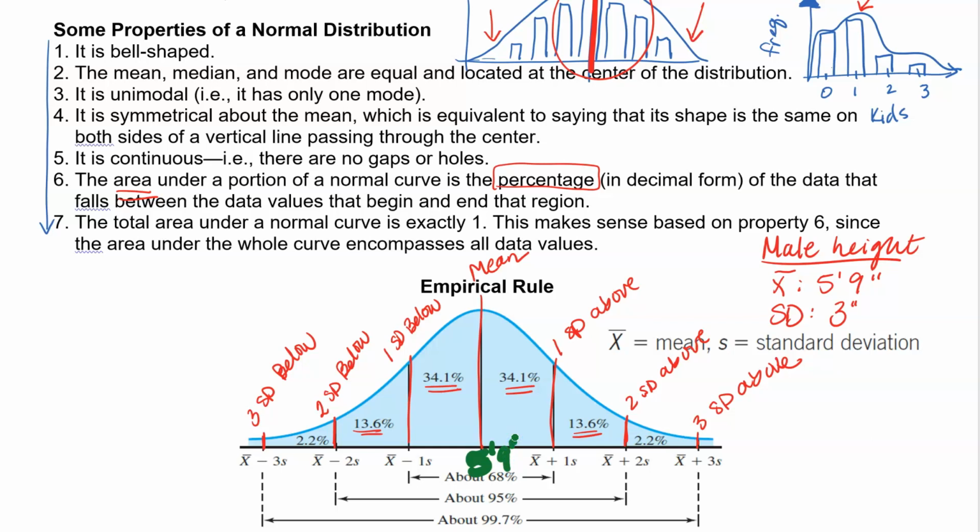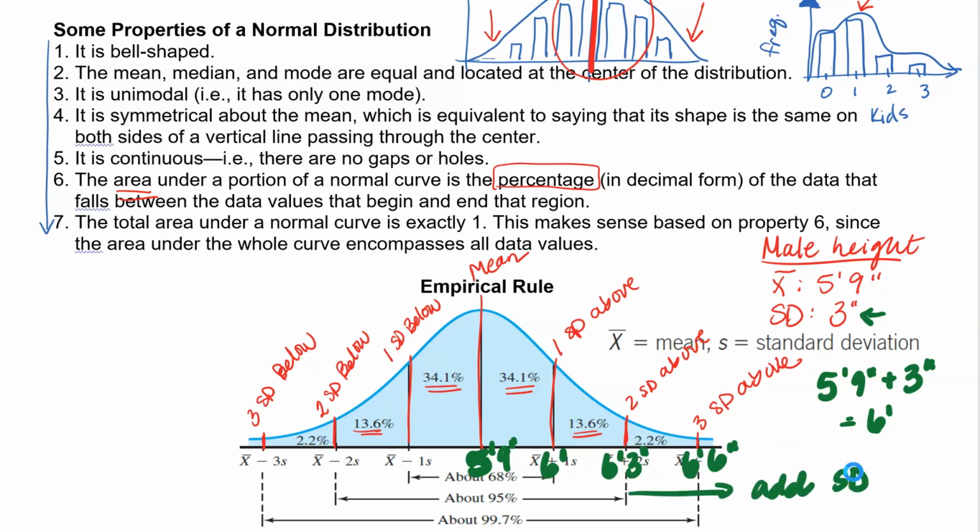Now to get one standard deviation above, all I have to do is add 3 because that's the standard deviation. So 5 foot 9 inches plus 3 inches would be 5 foot 12 inches or 6 feet tall. So 6 feet is going to go here. If I add another 3 inches, it's going to be 6 feet 3 inches. If I add another 3, it's 6 foot 6 inches. Okay, so anytime you want to go this way, you're going to add the standard deviation each time, which in this case is 3. To go the other direction, I'm going to subtract 3.